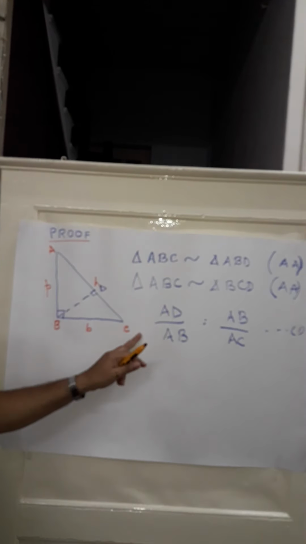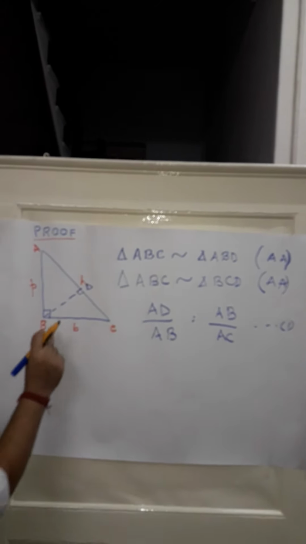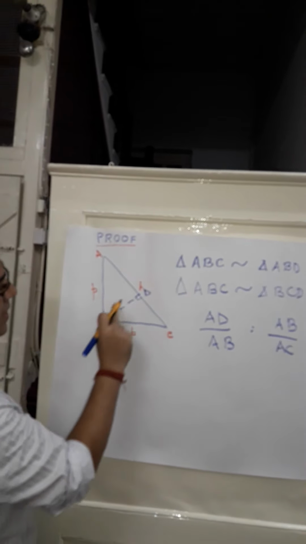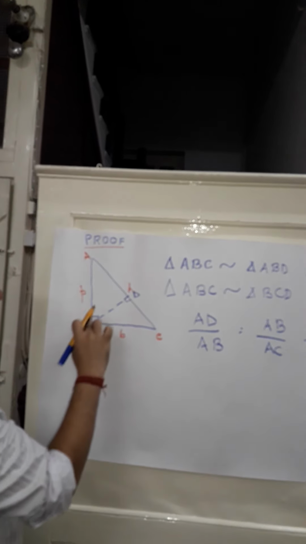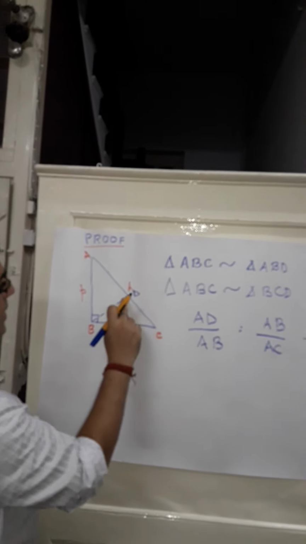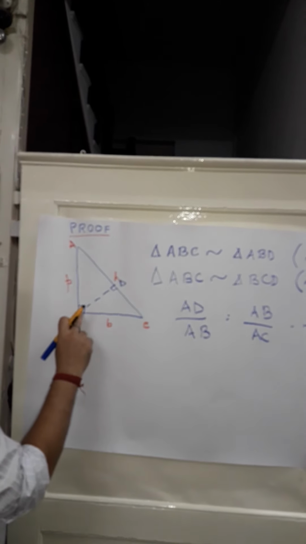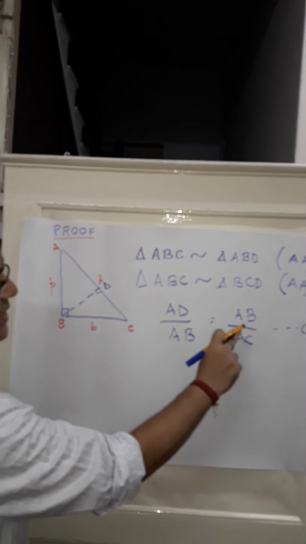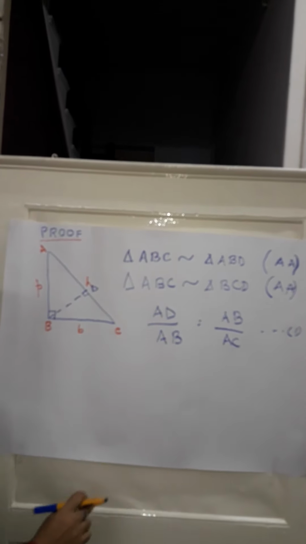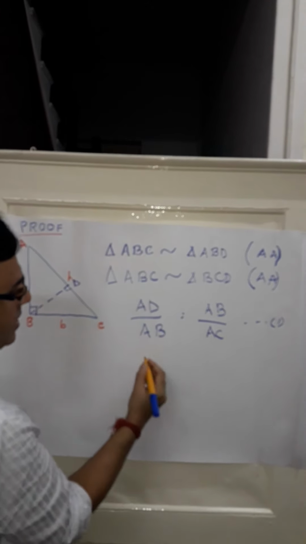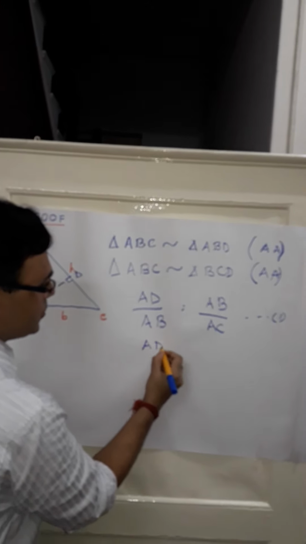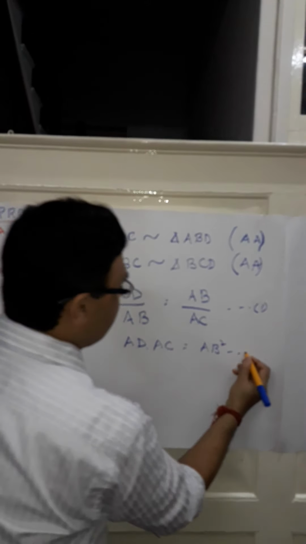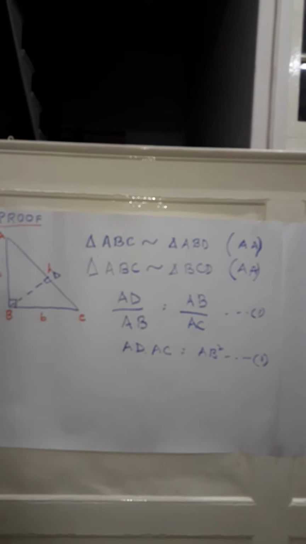How is this possible? Have we done the right thing? We can say that AD and AB are sides of the smaller triangle, and the sides of the bigger triangle corresponding to AD is AB, and corresponding to AB is AC. So this similarity holds for the first triangle. If we cross multiply, we will get AD into AC is equal to AB square. In fact, this is the first equation.